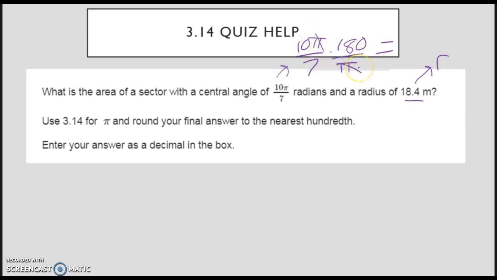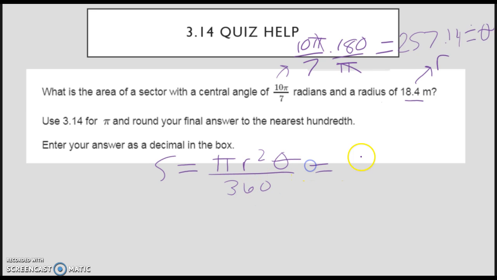Pi's cancel out. You end up with 10 times 180, which is 1800 divided by 7, which gives you 257.14 if we round to the nearest hundredth. So that's the degrees. That's your theta. So we're going to use all of this in our sector area formula. Remember, the sector area formula is just pi r squared times theta divided by 360.